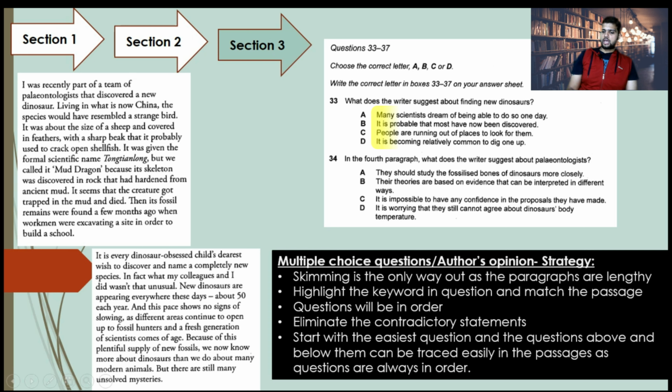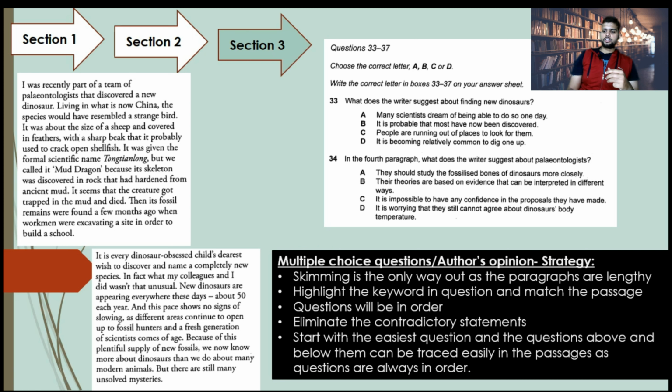It is probable that most have been discovered already. What he's saying is that the majority of the discoveries have already been made, and there is very little scope for finding any new things in future. People are running out of places to look for them, because there are no places left to look. It's becoming relatively common to dig one up. It is quite common, because they are making new discoveries each and every day.